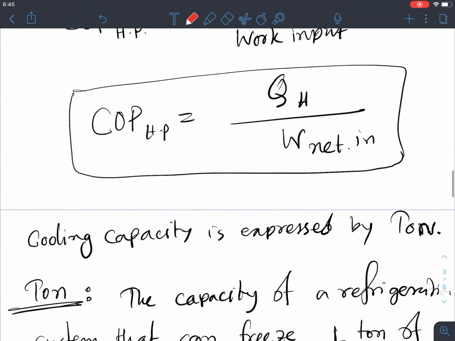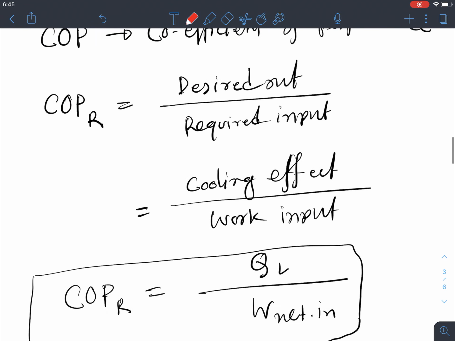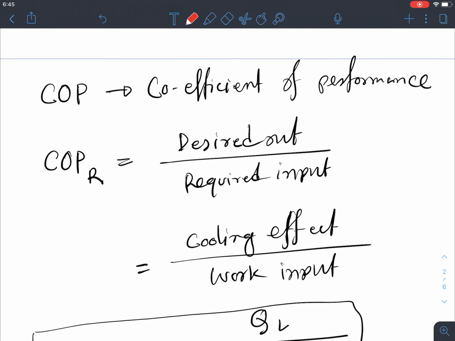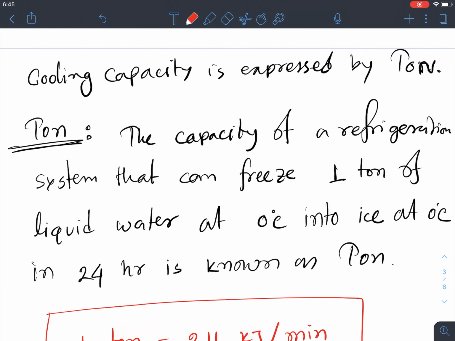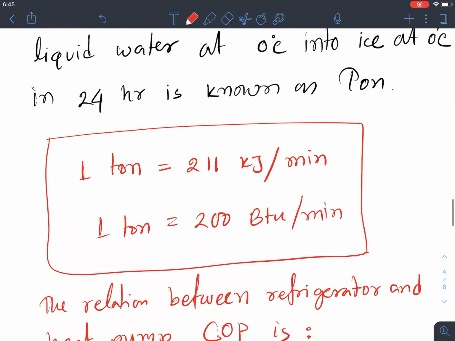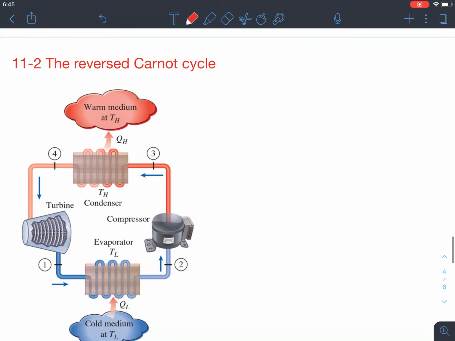So now we know three things. Number one is the definition of the refrigerator and heat pump. Number two, we know how we can define the effectiveness of a refrigerator or a heat pump, which is the coefficient of performance. And number three, we know how we can define the cooling capacity, as well as the relationship between the coefficient of performance of heat pump and refrigerator. Now let's take a look at an ideal cycle, right?